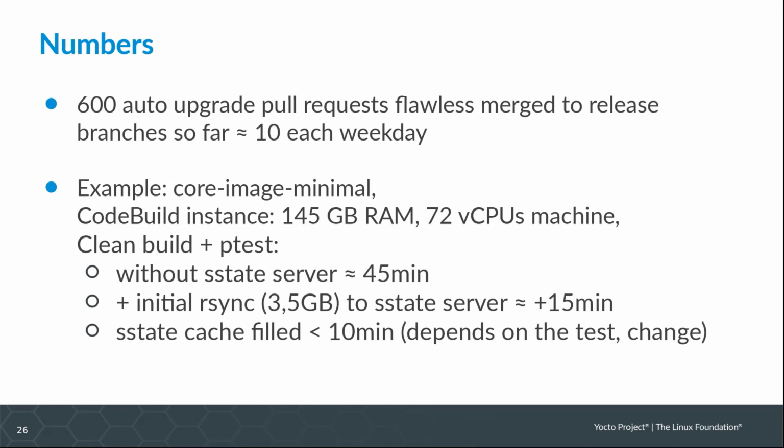Some numbers. We did 600 auto upgrade pull requests without any big problems so far. That means roundabout 10 each weekday. For instance, that core-image-minimal build with a CodeBuild instance, a big instance type with 145 gigabytes of RAM and 72 virtual CPUs.